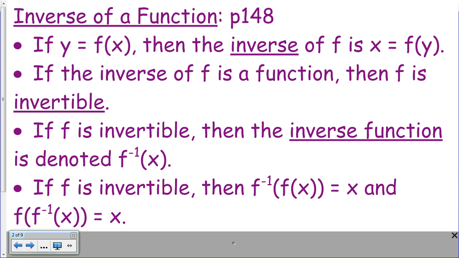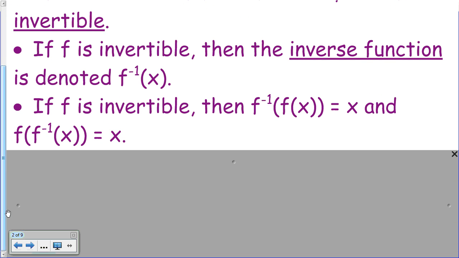The next property that they give you is if f is invertible, then the composition f inverse of f of x turns out to be equal to x, and f of f inverse of x is also equal to x. So whatever function f does to x in that first case, f inverse undoes all that to give you back x. Or in the second case, whatever f inverse did to x, plugging that into function f undoes all that and gives you x back.